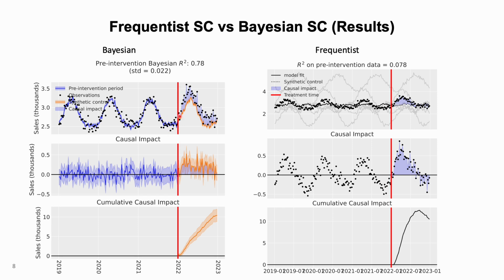After the intervention, the result from synthetic control is depicted in orange color, and the observation data is still shown as the black dots. The causal impact is calculated as the difference between the observations and the synthetic control data, and is shaded in blue here.